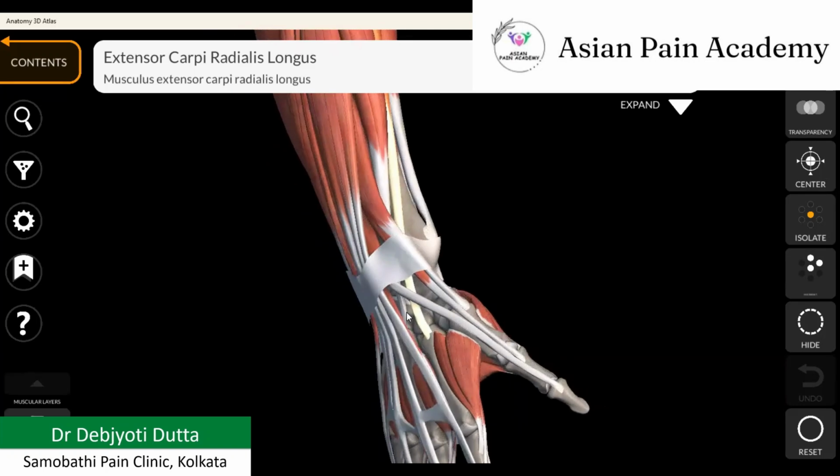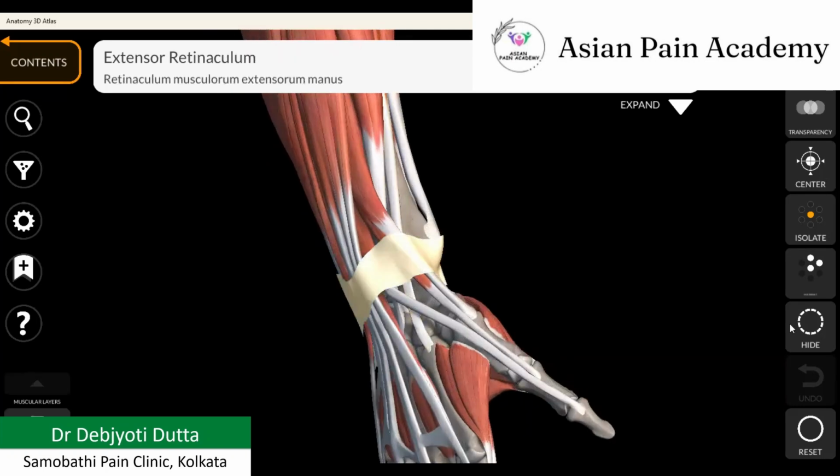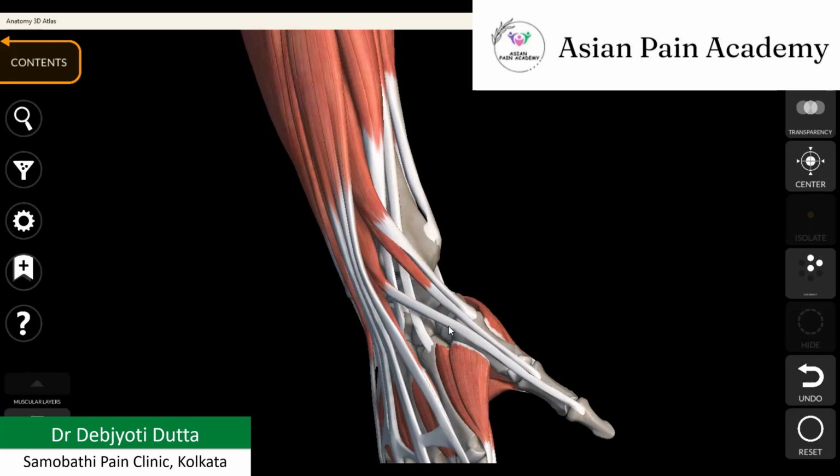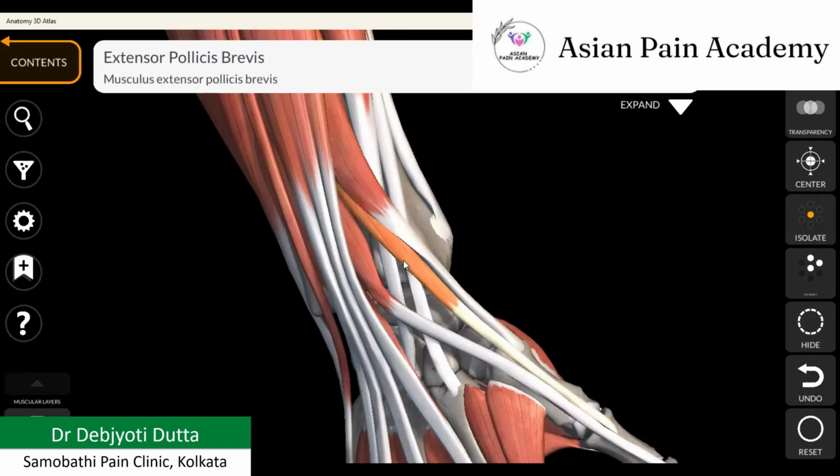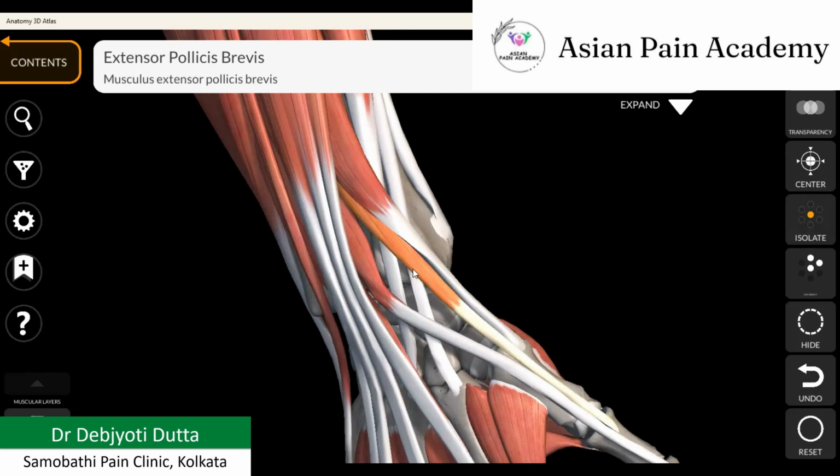Here you can see this is the extensor retinaculum. Let me first hide the extensor retinaculum. These two are the abductor pollicis longus and the extensor pollicis brevis. They are in a common sheath that is known as the first compartment. And usually when there is inflammation in there, that is de Quervain tenosynovitis. But here the condition is slightly different.